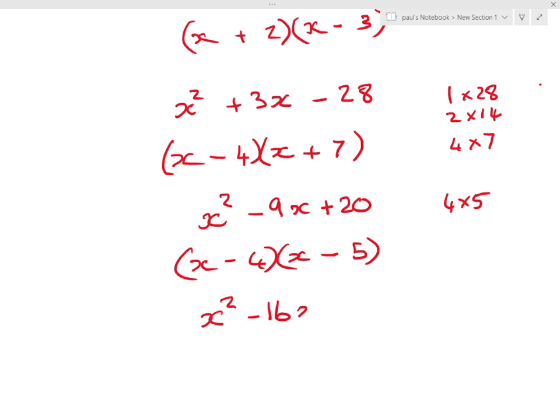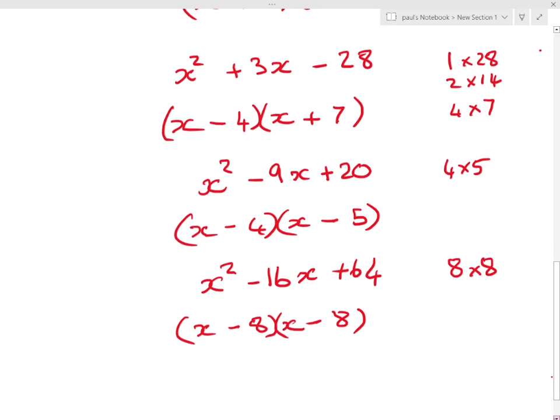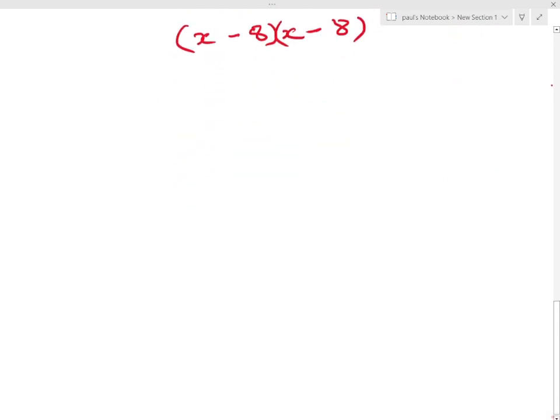Minus 16x plus 64, and these are not too bad. Sometimes you get numbers that just don't work, and you have to use another method, but that's not for this video. So we put x, and yeah, 8 8's 64, aren't they? 8 times 8, and they add together to make minus 16, so they've both got to be minus. Okay, what we got now?